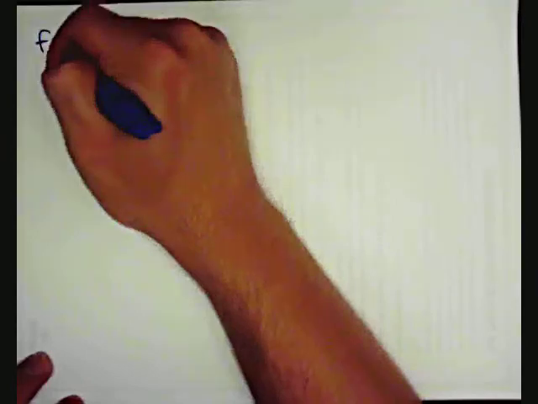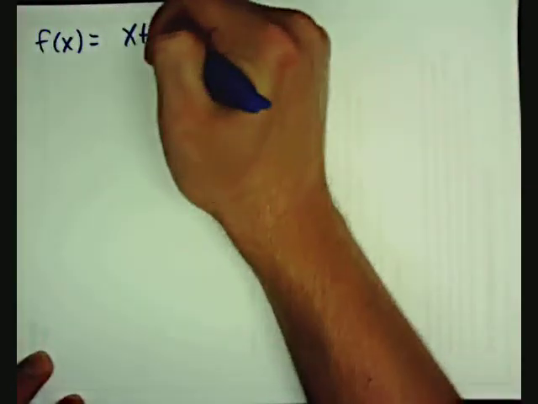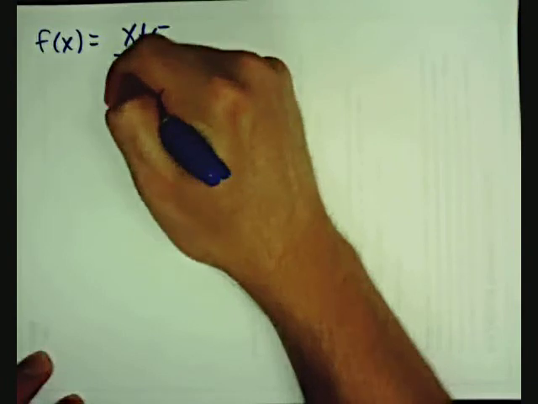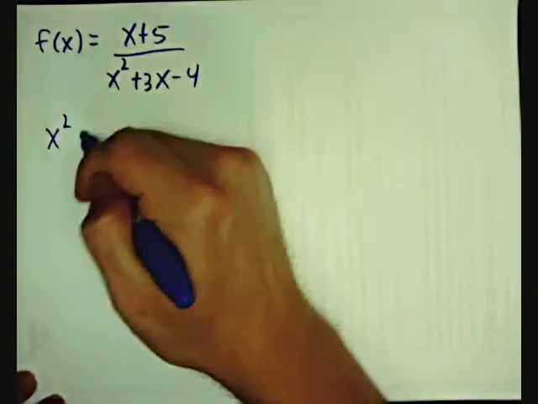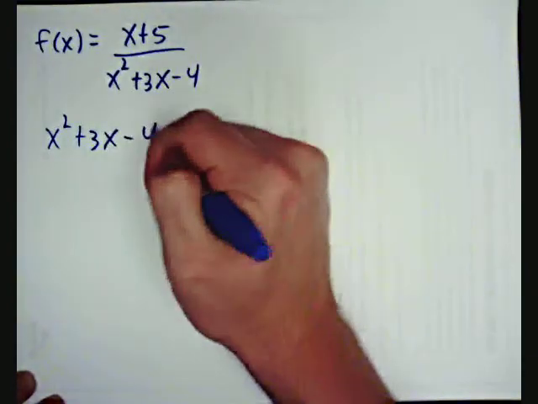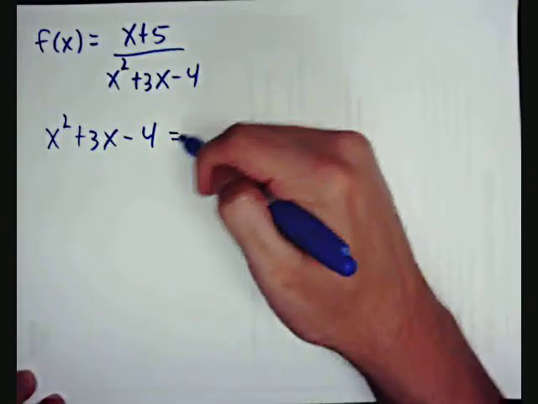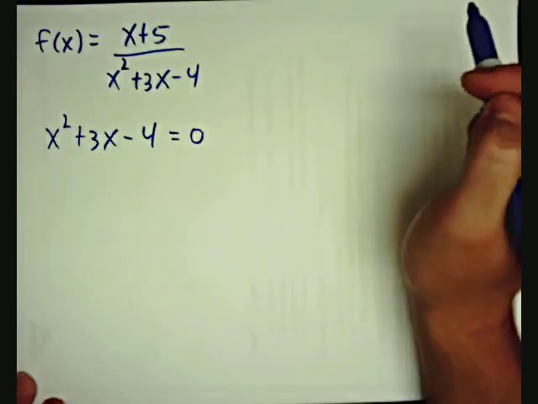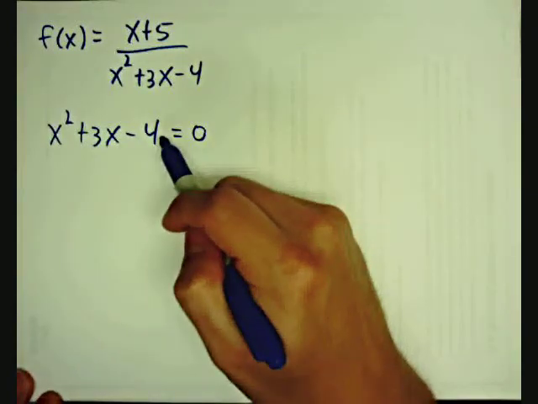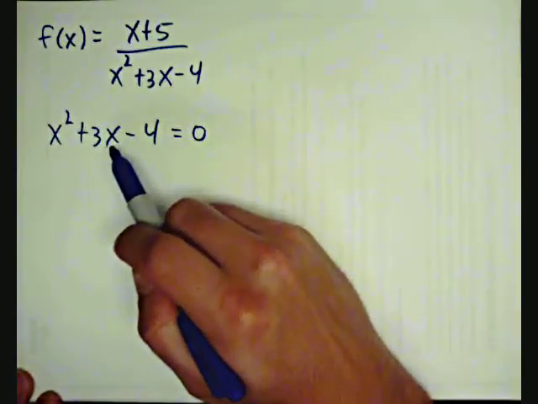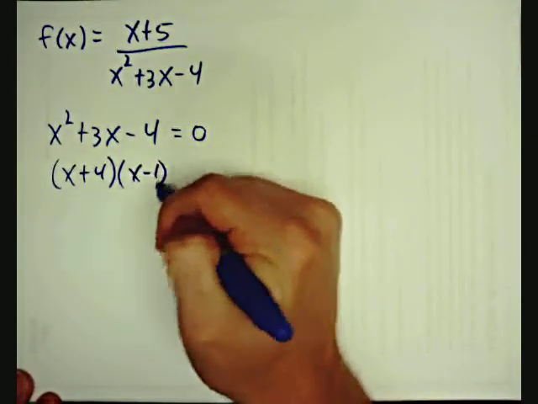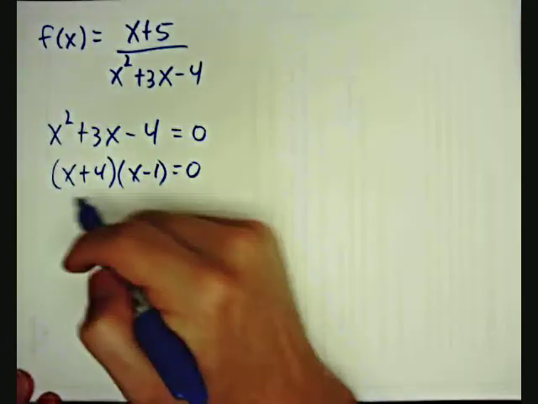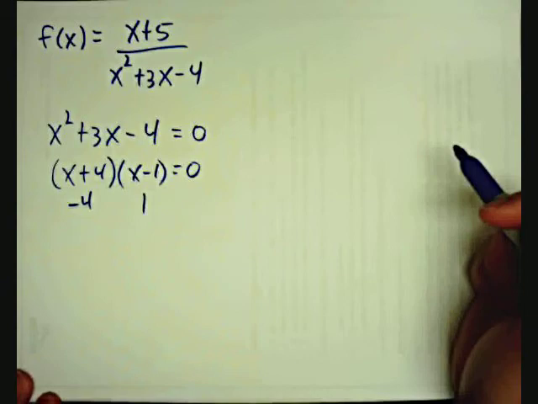And example 1c, f of x equals x plus 5 over x squared plus 3x minus 4. So again, we're taking the denominator, finding which x values make it equal 0. Okay, and often these will factor, or you can use the quadratic formula. This one, factors of negative 4 that will add to 3, 4 and minus 1. Okay, so negative 4 and positive 1.